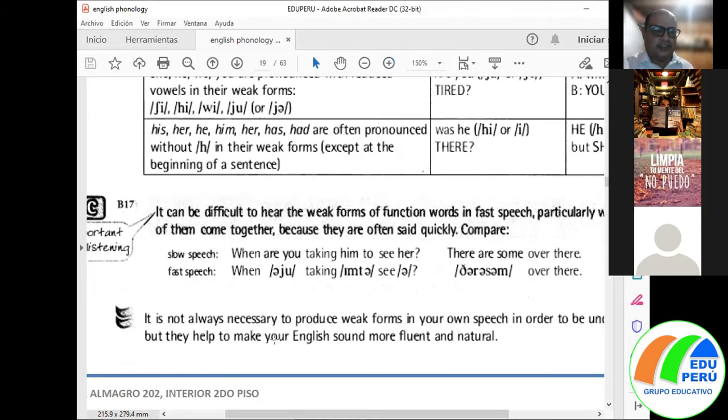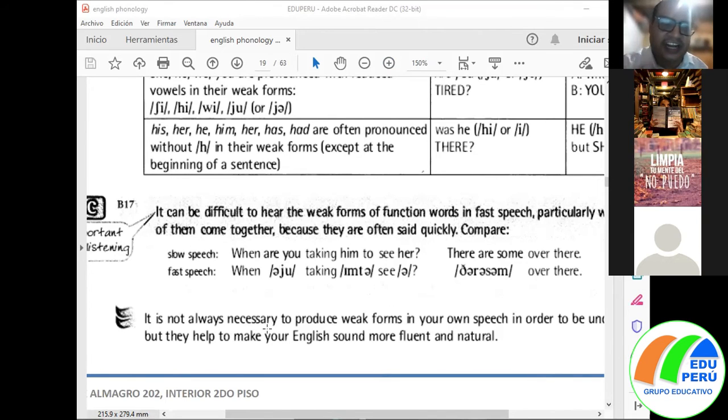Notice here these sentences. Slow speech: When are you taking him to see her? This is slow speech. It's okay. Your pronunciation is perfect. You say, when are you taking him to see her? That's okay if you don't make any pauses.